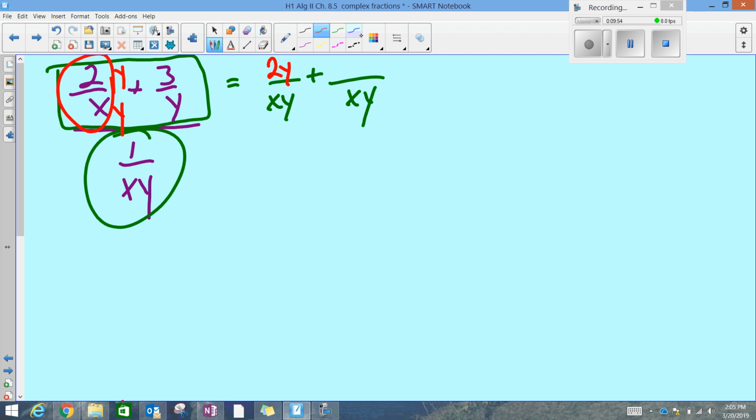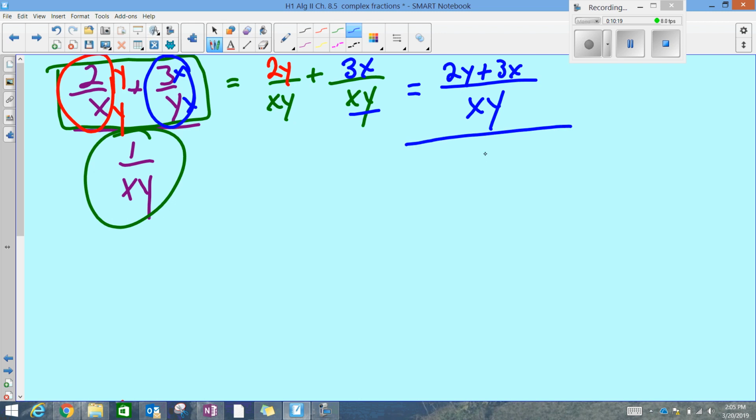To rewrite 3 over y as something over xy, we have to multiply by x. So this becomes 3x over xy. When we actually do the addition, our final answer is over xy, and it becomes 2y plus 3x over xy. And now all of that gets divided by 1 over xy.